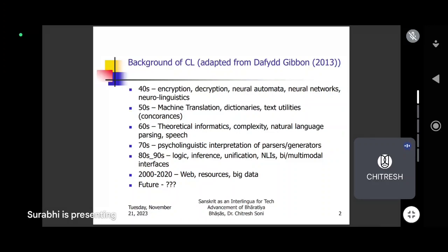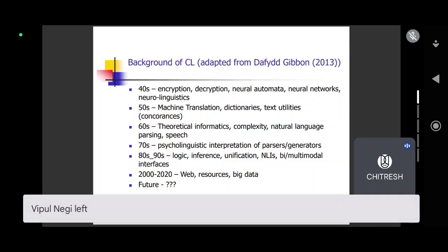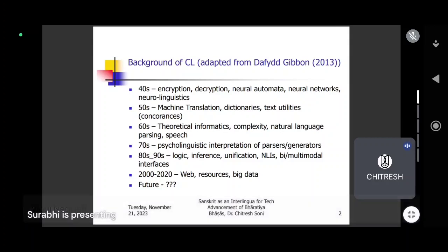And the Georgetown experiment was taken, the Georgetown University experiment. And then in the 60s, the ALPAC, Automatic Language Processing Advisory Committee report came, and that report said that a massive funding in the area of machine translation, which was a very big funding, went in vain, and this machine translation project was sent to a sabbatical.